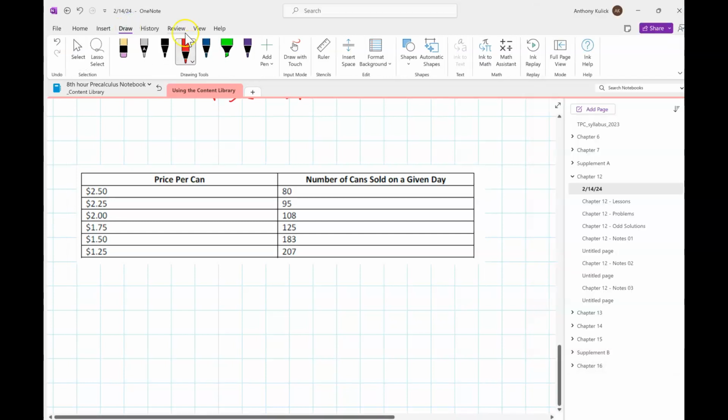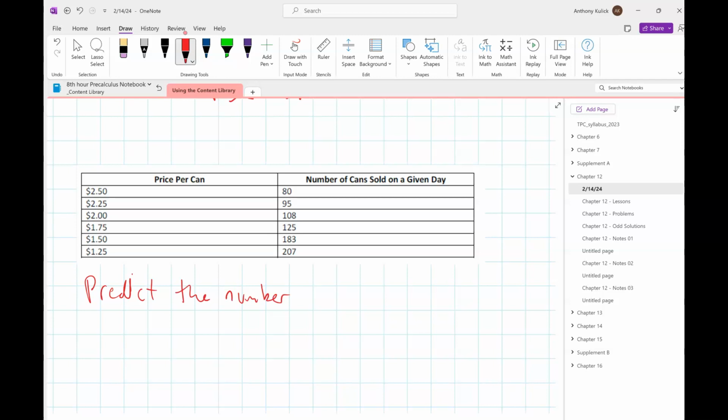Everybody's okay. So let's review what we've done. We've shown how to create a scatter plot. We showed how to find an R value and at the same time create a regression equation. What we're going to talk about next is how to then use that regression equation to make predictions. So let's say we wanted to predict the number of cans sold if we charge, say, $1.80 per can.